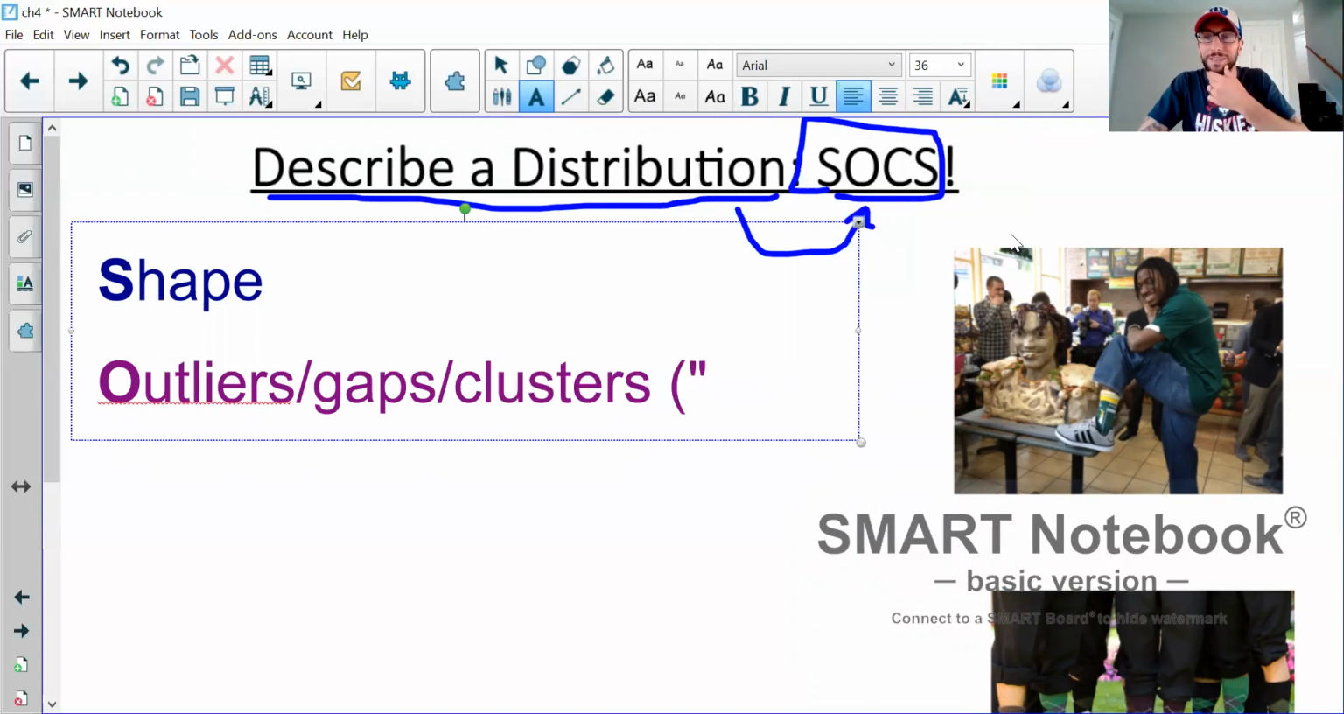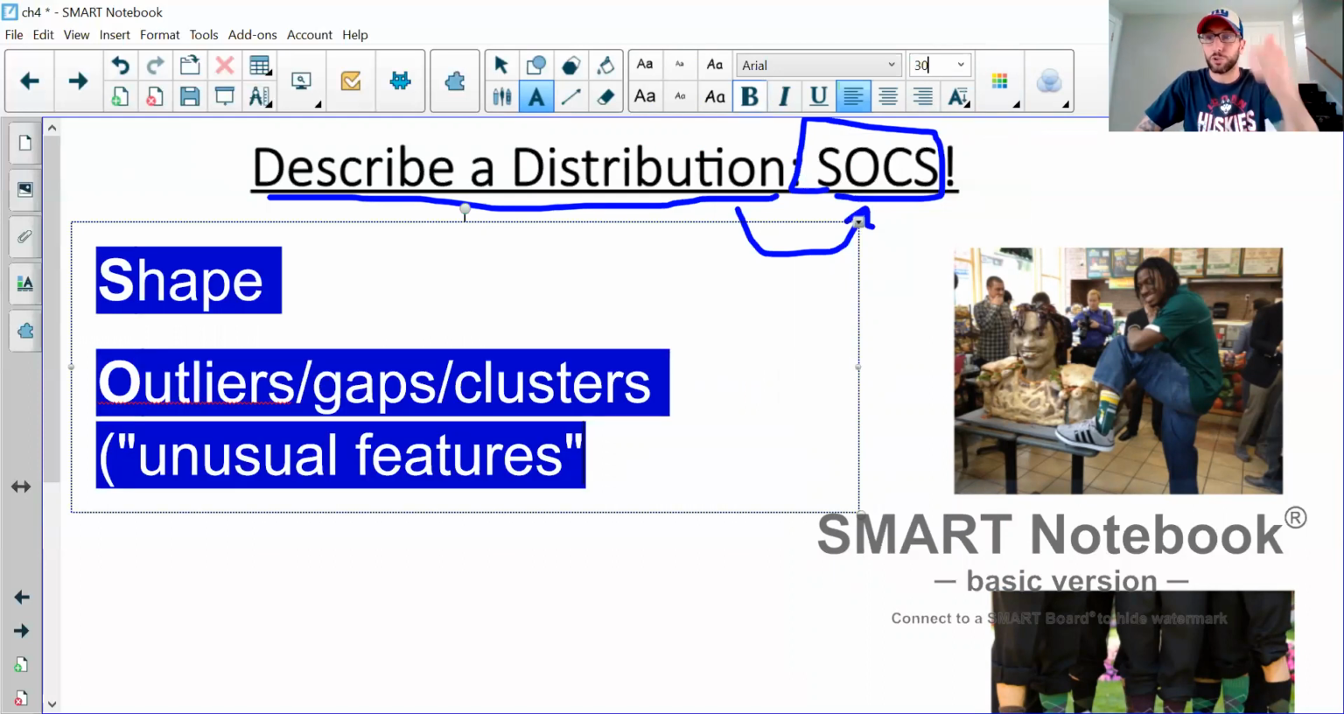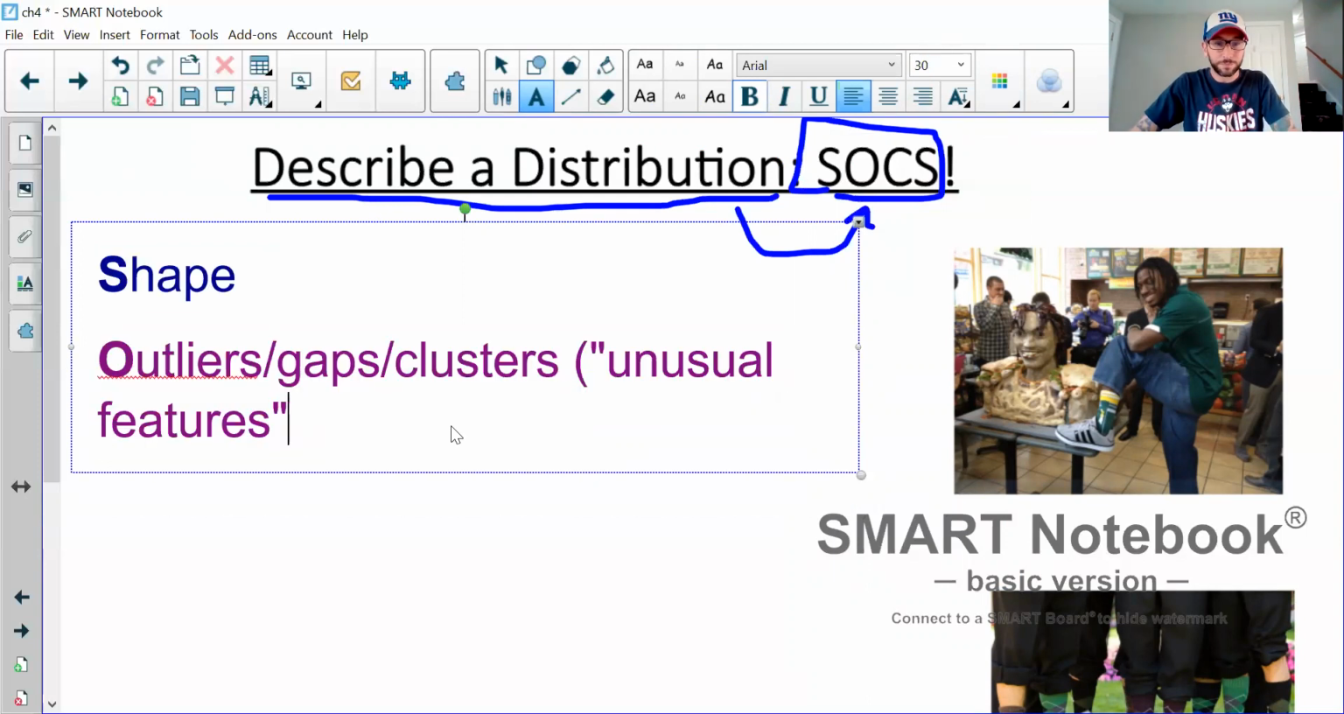You heard me earlier say that some teachers use CUS. They use U here to represent unusual features. So if that works better for you, do that. I don't care what acronym you remember, whatever is most helpful for us. So shape, outliers, gaps, clusters, or shape, unusual features.